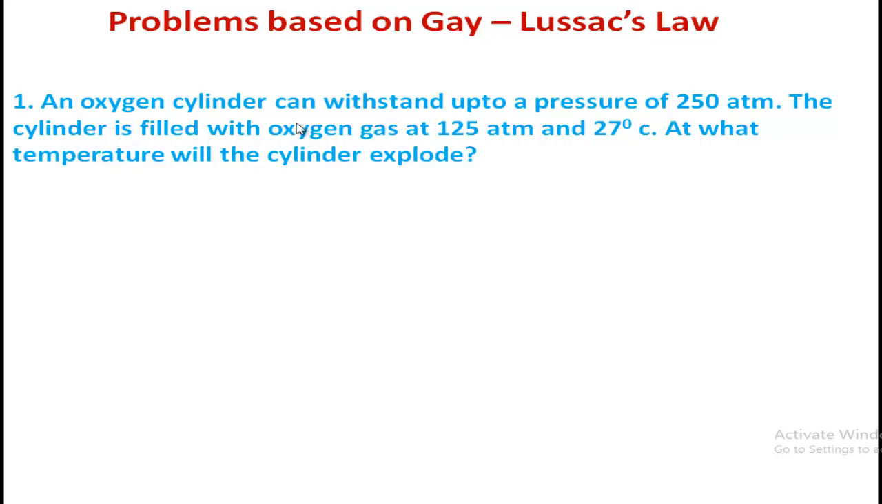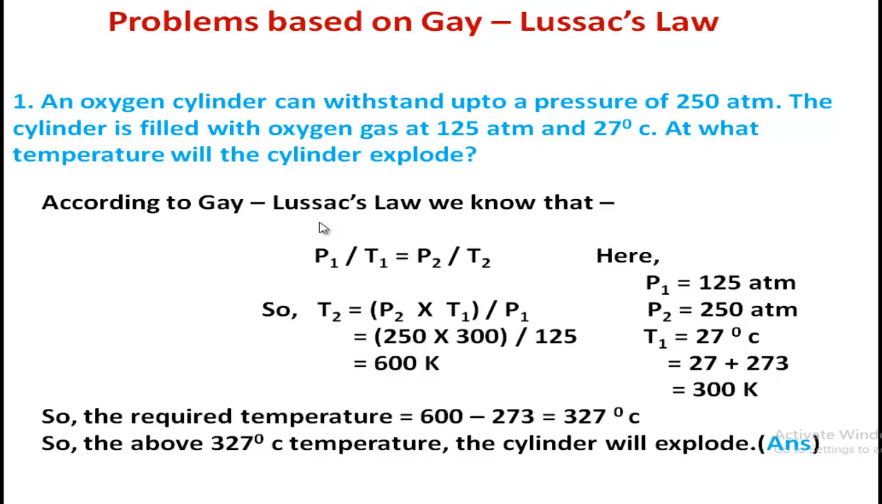So what is written here? An oxygen gas cylinder can resist a maximum pressure of what? 250 atmospheric pressure. But the oxygen gas is filled in this cylinder at 125 atmospheric pressure at 27 degrees centigrade. That means P1 is 125 atmospheric pressure and T1 is 27 degrees centigrade. And at what temperature will the cylinder explode? So this is P2, the value of P2, and we have to determine the value of T2.